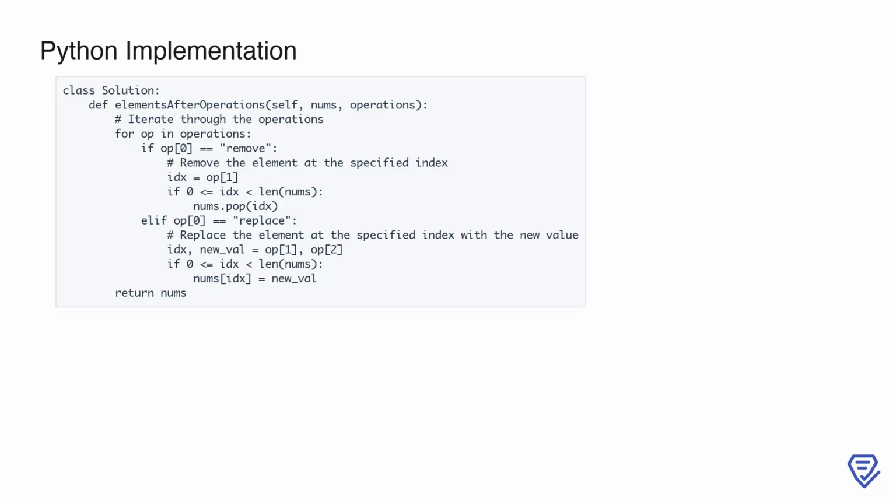For replace operations, the method validates the target index and assigns the new value to the specified position if the index is valid. The algorithm processes each operation in sequence, modifying the array in place. Finally, the modified array is returned as the result. This approach ensures that all operations are applied correctly while handling edge cases such as invalid indices gracefully. The solution is efficient, with a time complexity proportional to the number of operations and the size of the array.